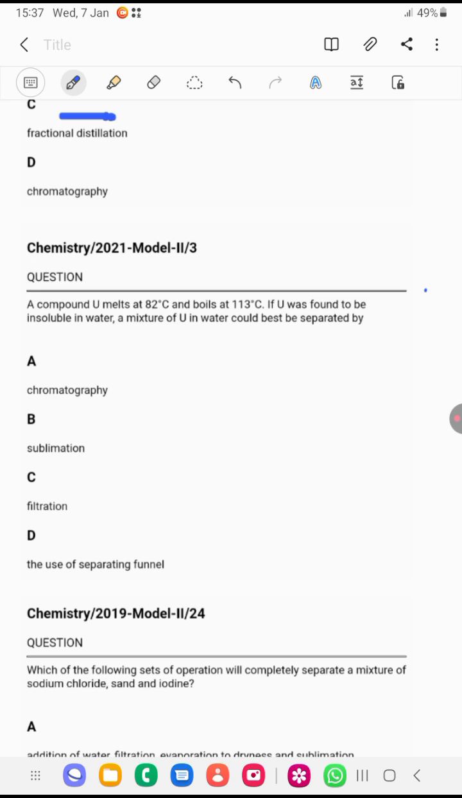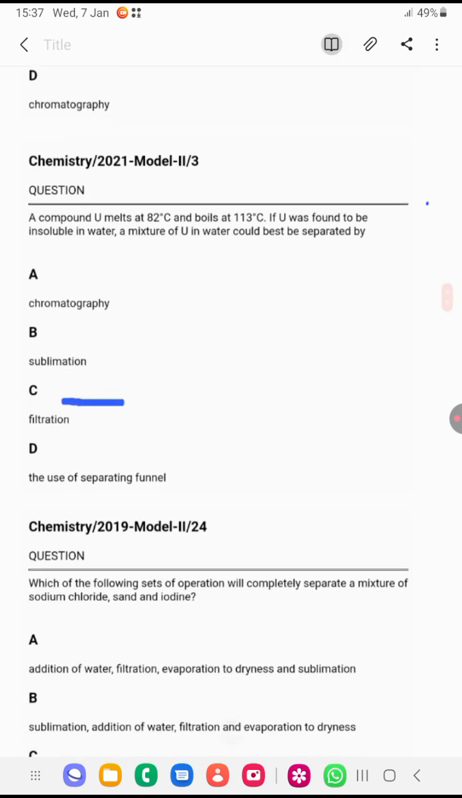The answer is C. And the reason why the answer is C, you have to be careful with this kind of question. Be patient and look at the question. They say that it's found to be insoluble in water. So since U is insoluble in water, the best way that we can separate it is filtration. So now let's look at the next question.